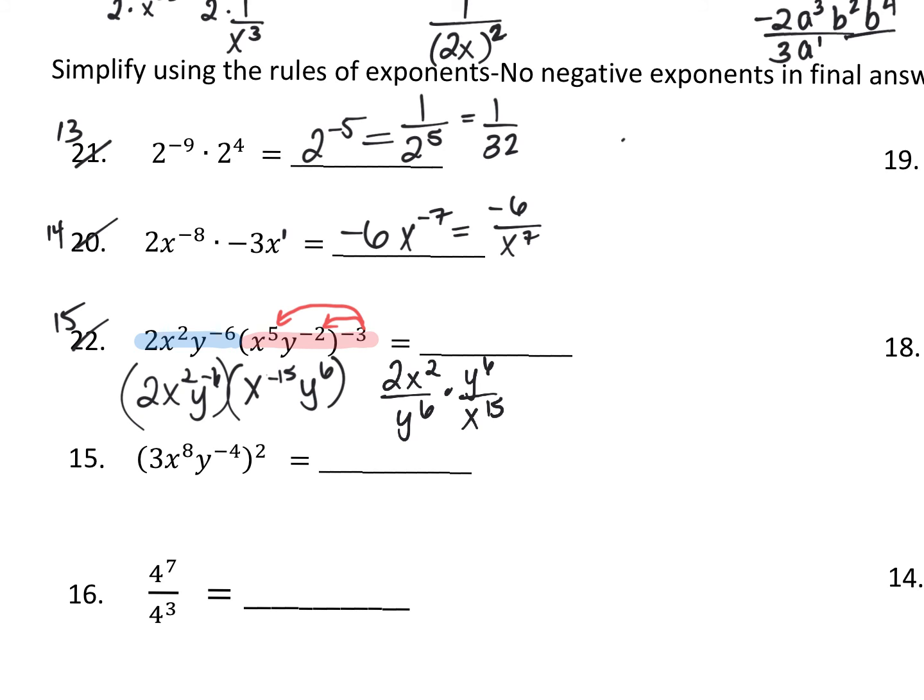Does anything cancel out completely? The y to the 6th. Y to the 6th divided by y to the 6th is 1. I get y to the 0. Then if I subtract my exponents on the x, I get what? It's 2 over x to the 13th, because I have 2 minus 15 as my exponents. Negative 13 means the x will go in the denominator.